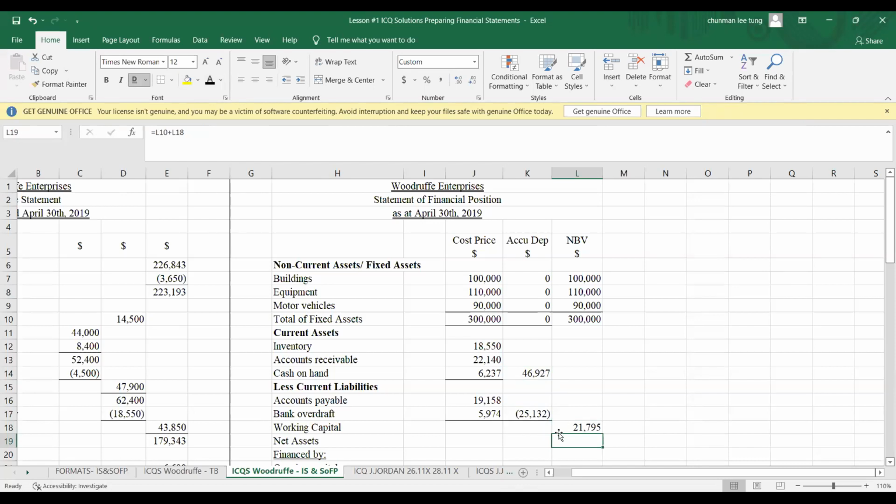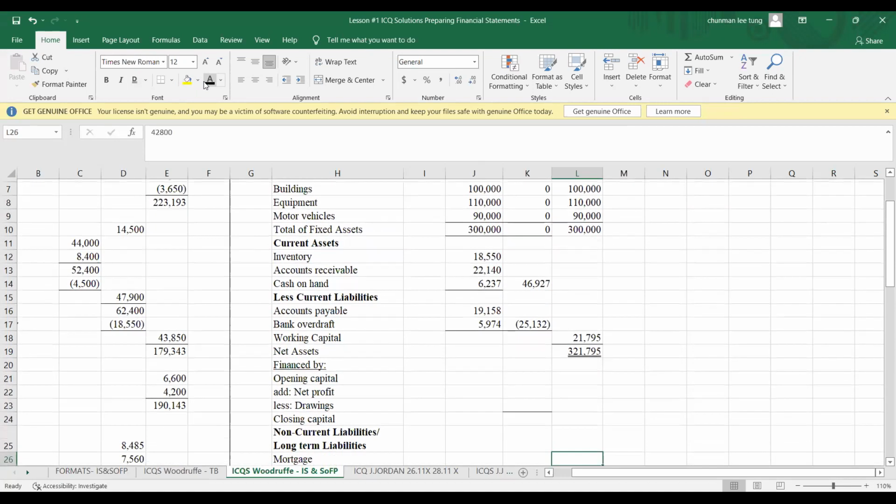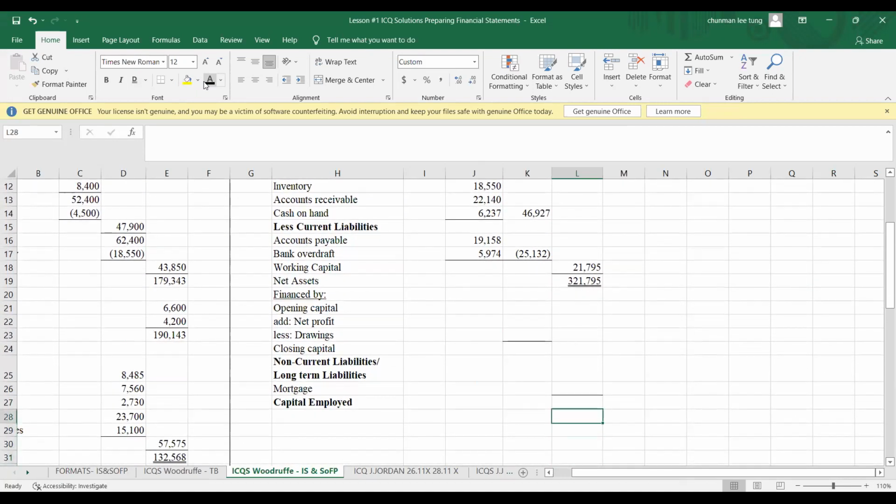So we're going to get now our net assets. That's what the format is telling us. So to get our net assets, we total our current assets, total fixed assets, and our working capital. And we should get $321,795. And that is our balancing figure. So we need to continue and aim for that figure being, for capital employed, $321,795. So this is where we actually now hold our breath, hoping that we balance.